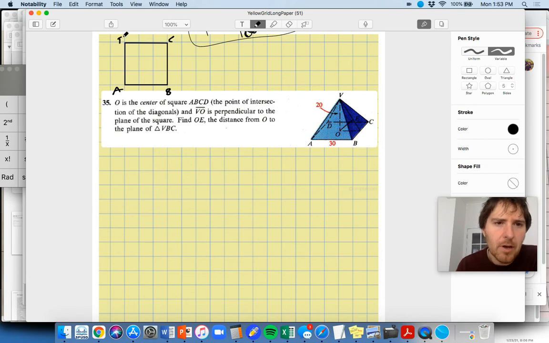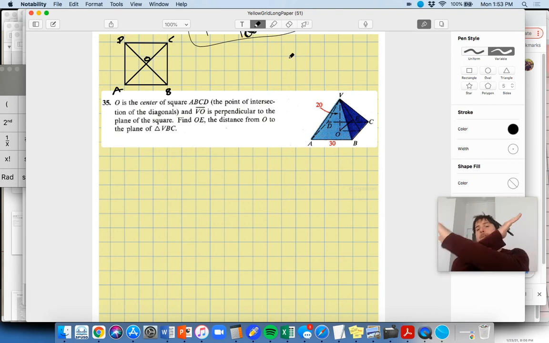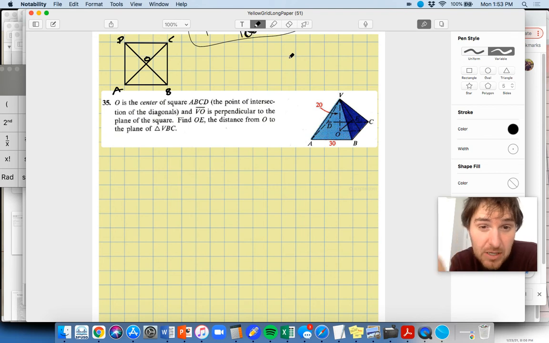Okay, so where point O is going to be, well, this is one diagonal. This is another diagonal. Boom, boom. Okay, and we got O right here. Okay, so O, this is our center of the square, right? That's the center, okay? Point of intersection of the diagonals. Okay, VO is perpendicular to the plane of the square.